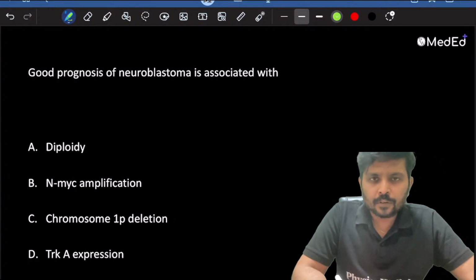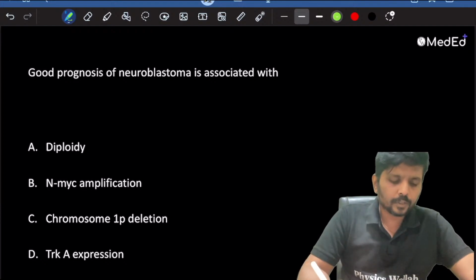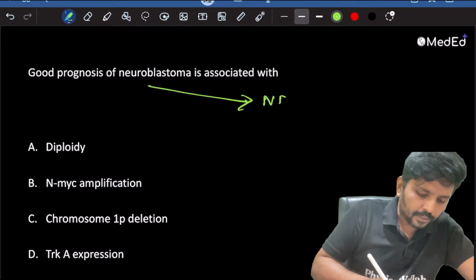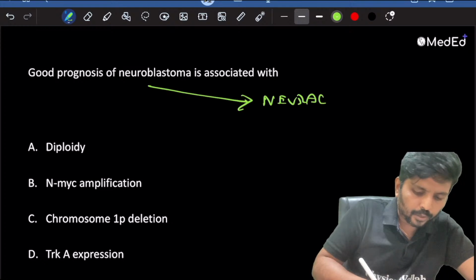Good prognosis of neuroblastoma is associated with good prognosis, bad prognosis. Neuroblastoma is the tumor which arises from neural crest cells.